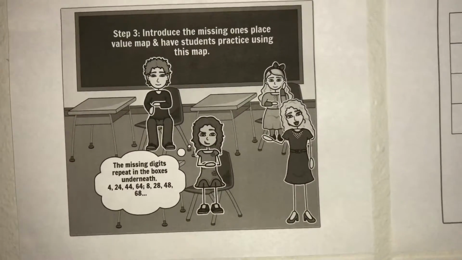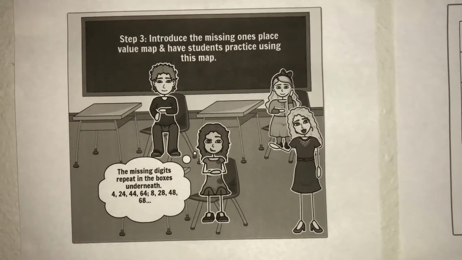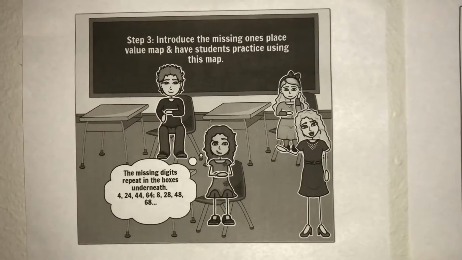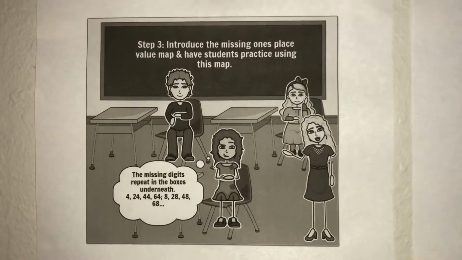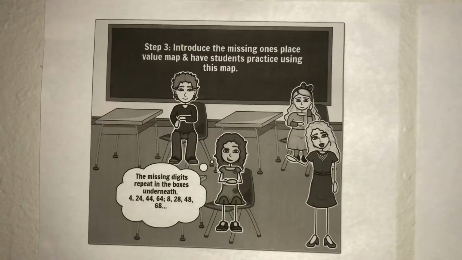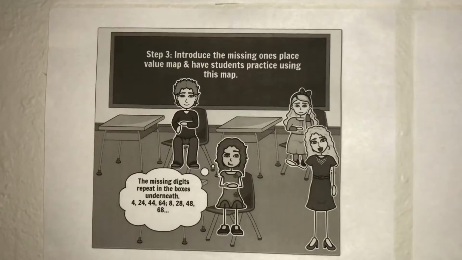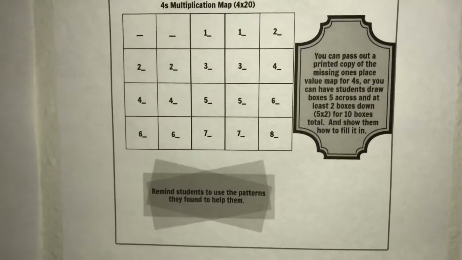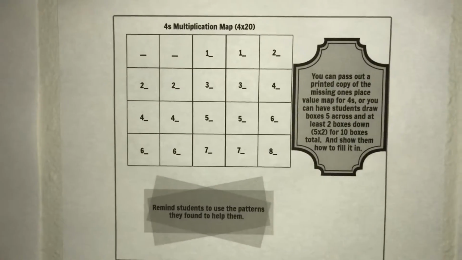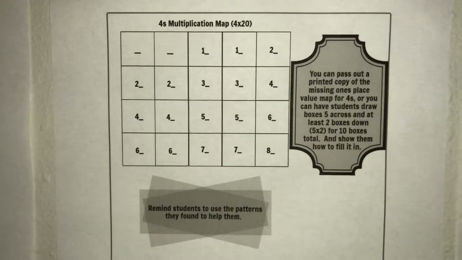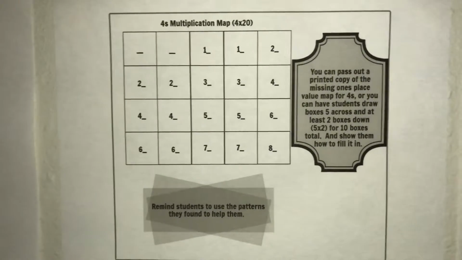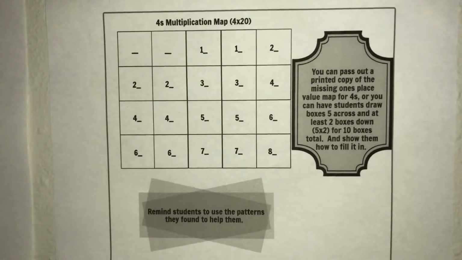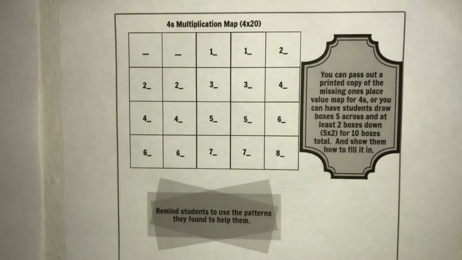Step 3, you're going to introduce the missing ones place value map and have students practice using this map. The missing digits, students are going to figure out that they repeat in the boxes underneath. When you pass out your missing ones place value map, students will begin to see the pattern. They will see the numbers that are left, and that will help them with the next step.